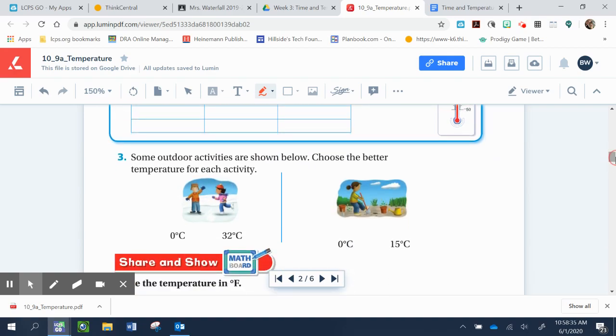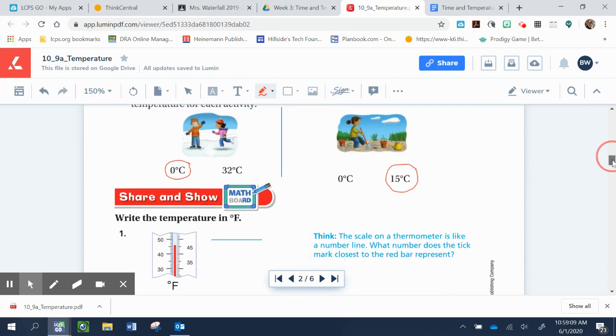So looking at the outdoor activities shown below, it says choose the better temperature using Celsius. Remember that 0 degrees Celsius is freezing, okay? So 32 is actually going to be a little warmer, and they're ice skating. So the water freezes. It's going to be 0 degrees Celsius. This lady is gardening outside. If it were 0 degrees Celsius, she would be freezing, okay? So this one is going to be 15 degrees Celsius.